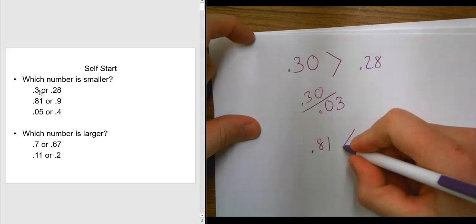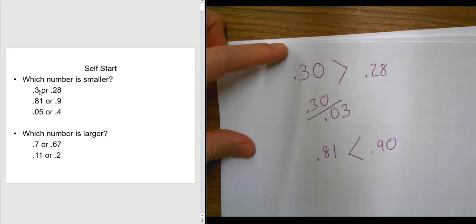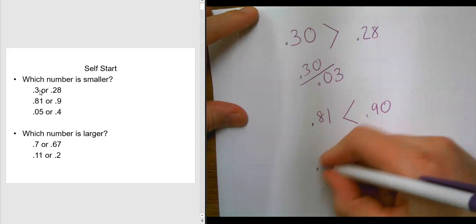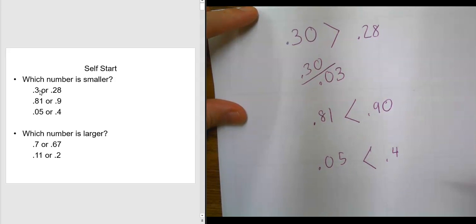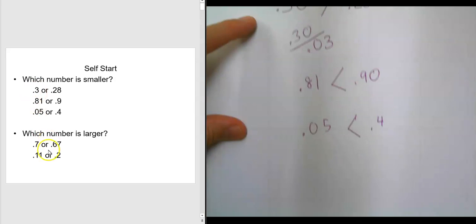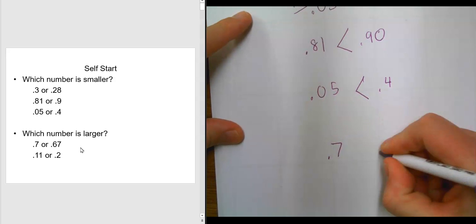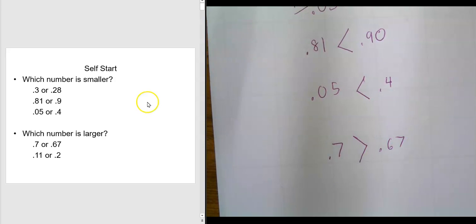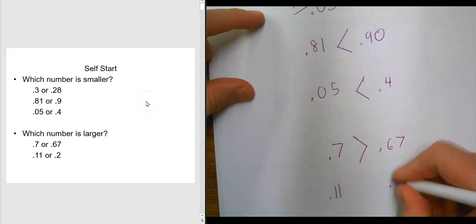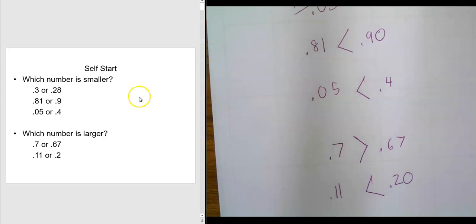Same thing, 0.81 versus 0.9. This is 90, 0.8, 0.9. 9 is bigger than 8. 0.05 versus 0.4. 4 is bigger. Okay, 0.7 versus 0.67. This is 7. This is 6. 7 is bigger. 0.11 or 0.2. Again, this is 20. 11 versus 20. 20 is bigger. Okay, watch out for that. Be aware of it. Be cautious with it.